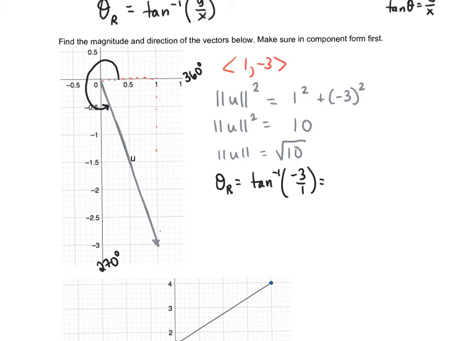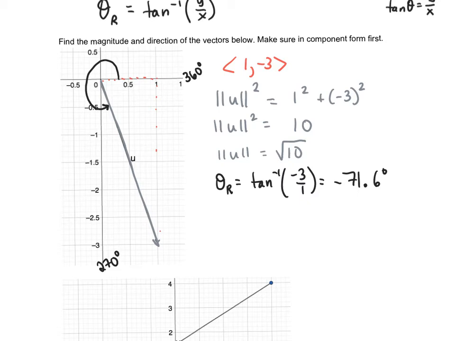So you could put that into your calculator. Just make sure if you are using a TI calculator or Desmos, you're making sure it's in degree mode. So when I put this in the calculator, I get -71.6. I'll go to the nearest 10.